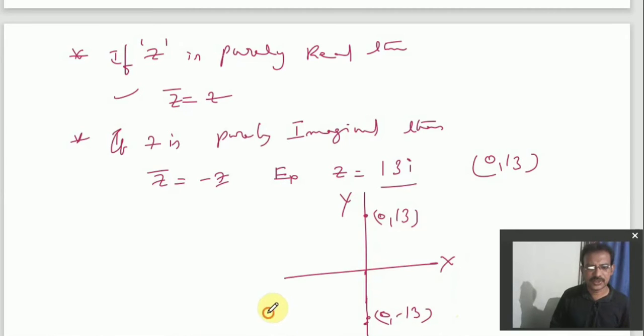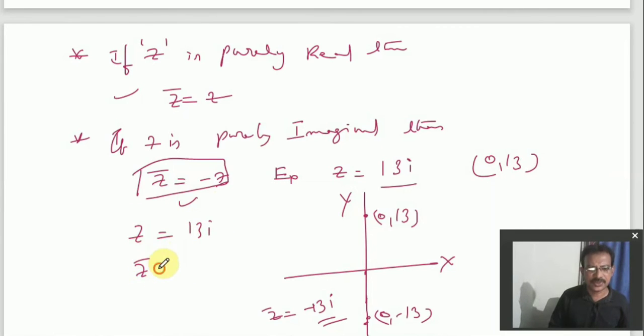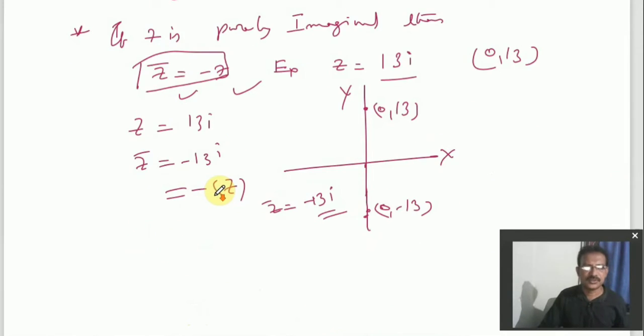In the complex form, it is equal to 0 plus minus 13i, that is, minus 13i. So z is equal to 13i, z bar is equal to minus 13i. Therefore z bar is equal to minus z. Here z is 13i and z bar is minus 13i, that is minus of 13i, which is minus z. So z bar is equal to minus z is the answer.